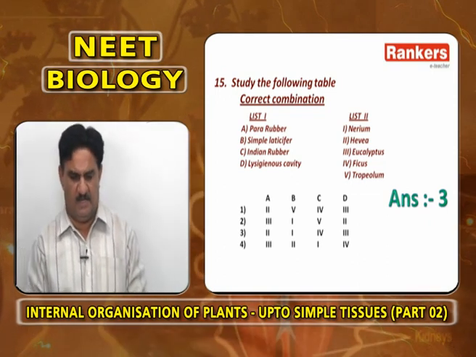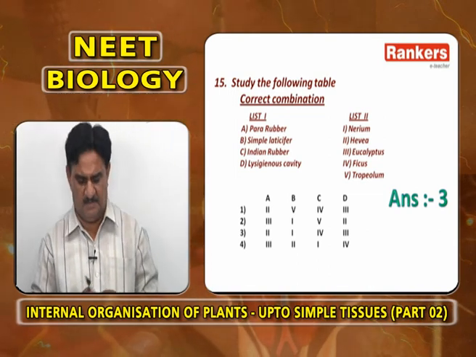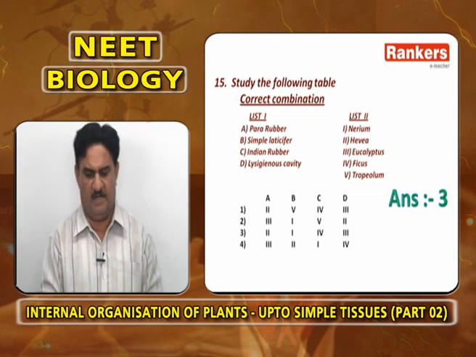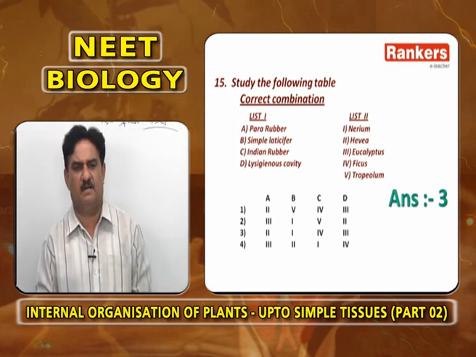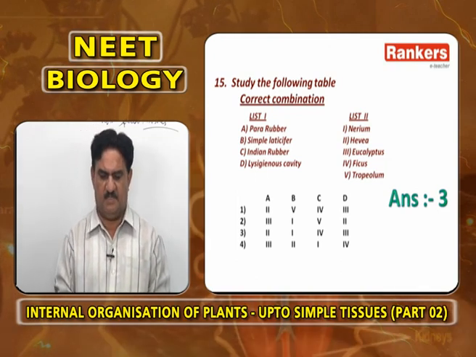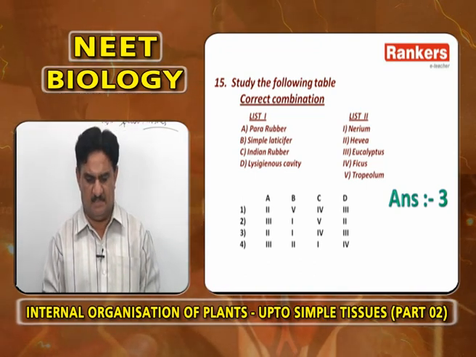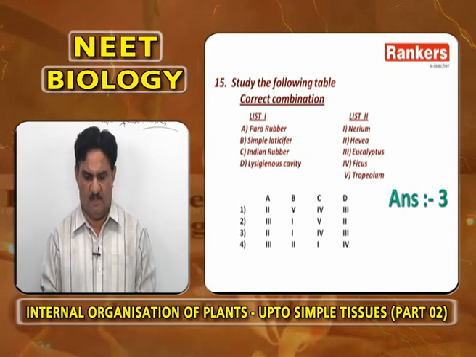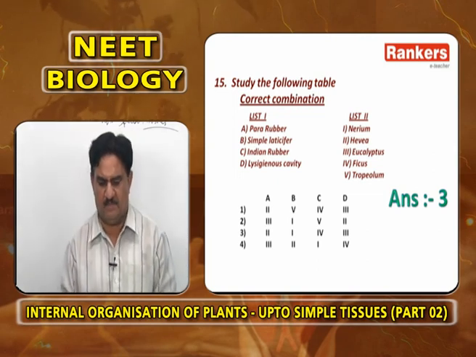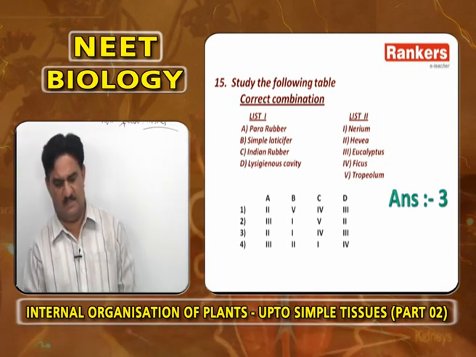Simple lattice fur is Nerium. Simple lattice fur means it is formed from individual cells, may or may not be branched. They are not united to form a complex network-like structure. They are called simple lattice furs. They are found in Nerium. Indian rubber, Ficus elastica. Lysigenous cavity is Eucalyptus. So, para rubber, Hevea brasiliensis. Simple lattice fur, Nerium. Indian rubber, Ficus elastica. Lysigenous cavity, Eucalyptus. So, answer is 2143.